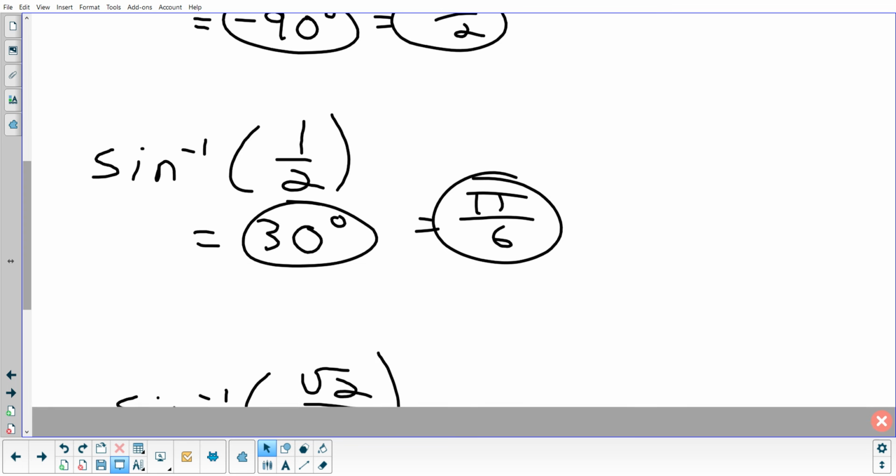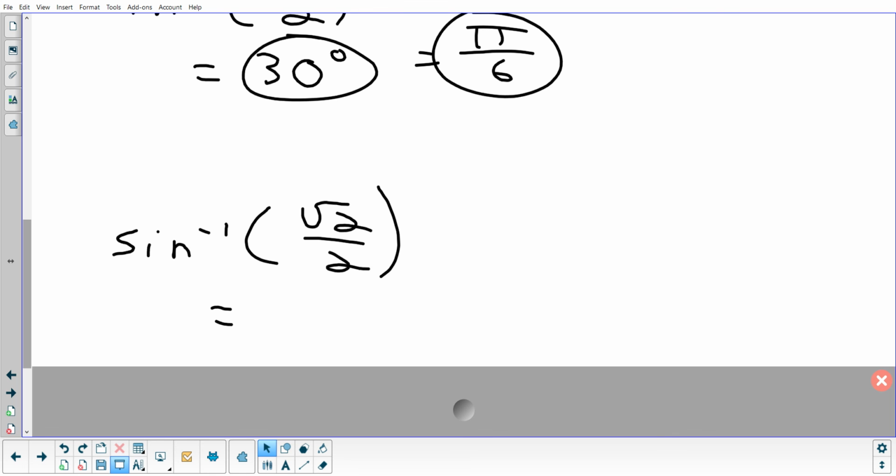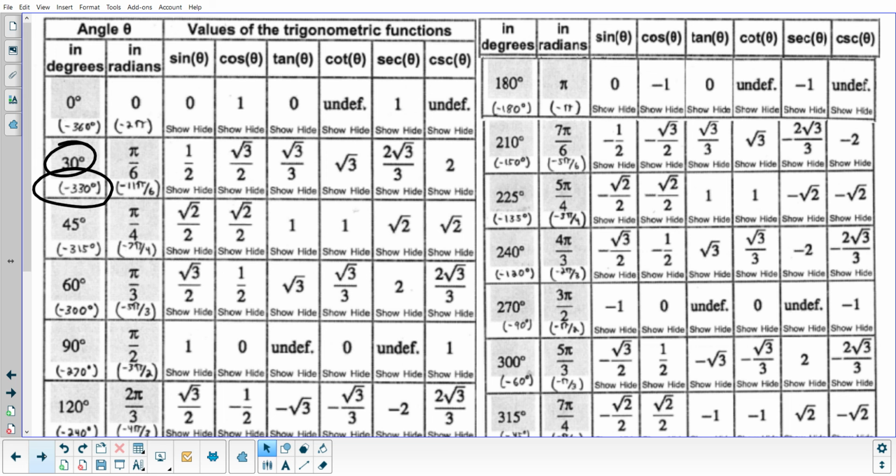All right, let's try this one. Inverse sine of √2/2. So I know we're practicing with the table, but first thing you should ask yourself is, is that even a number you're going to see in the table? Well, square root of 2/2, go to your table. Yeah, I see square root of 2/2's all over the place in the table. So you'll find it.